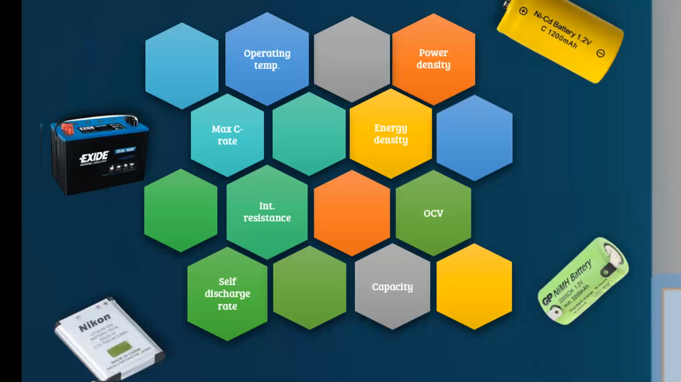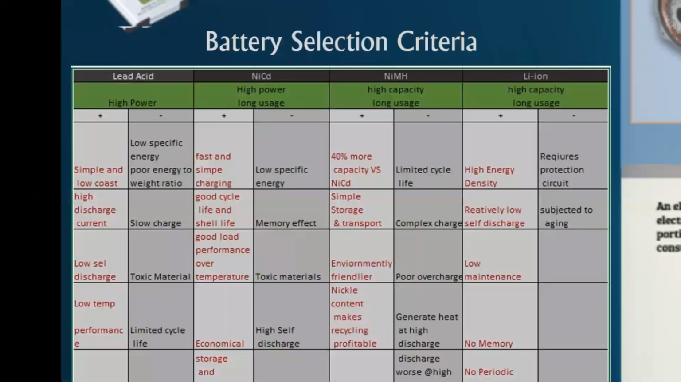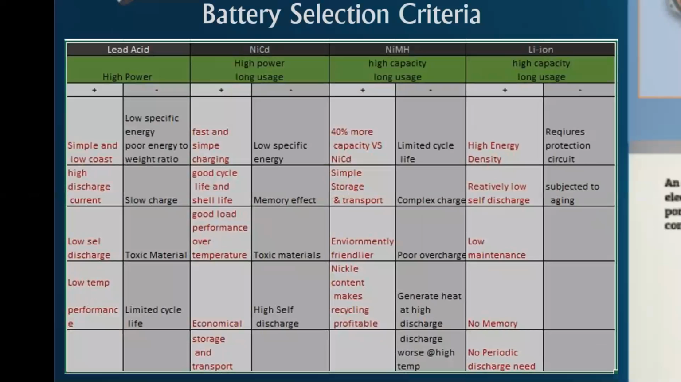If we move on to the battery selection criteria, we have certain kinds of batteries which we can see in the table: lead acid battery, nickel cadmium battery, nickel metal hydride batteries, and lithium ion batteries. Lead acid batteries we generally use for high power. Nickel cadmium is high power and for long usage. And nickel metal hydride has high capacity and long usage. And similarly, lithium ion batteries.